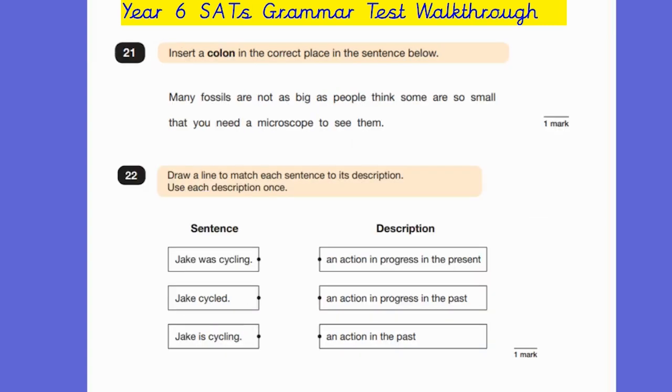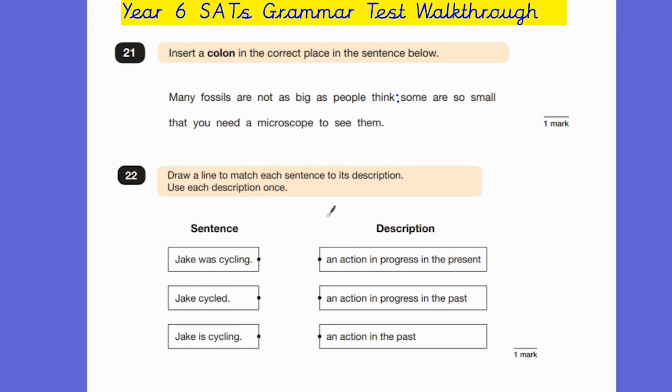Number 21, insert a colon in the correct place in the sentence below. Now, normally colons are used to list or to give an explanation. They can be used to replace the conjunction because. Many fossils are not as big as people think. Some are so small that you need a microscope to see them. So I know that my colon is going to go after think. Many fossils are not as big as people think, colon, and then I've got my explanation. Some are so small that you need a microscope to see them.